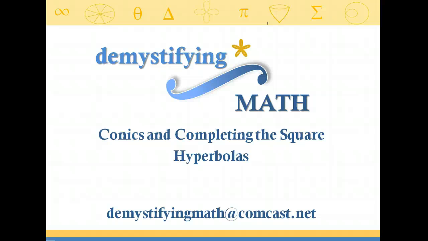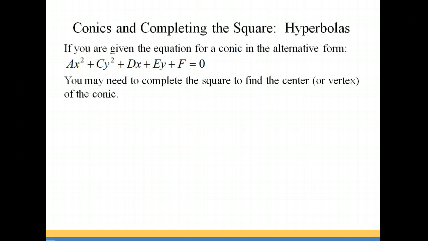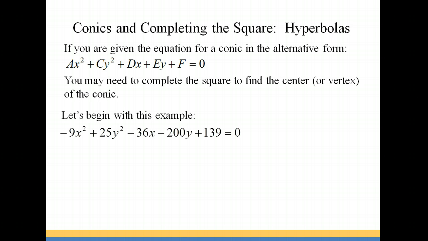Welcome to Demystifying Math. In this lesson, we're going to be graphing a hyperbola, and we're going to use the completing the square method to find the center of the hyperbola. If you're given an equation for a conic in the alternative form, where you have ax squared plus cy squared plus dx plus ey plus f equal to 0, what you're going to have to do is use the completing the square method to find the center of the conic.